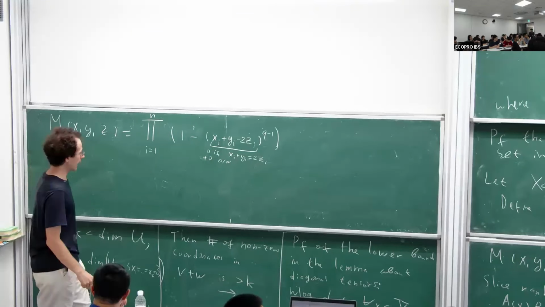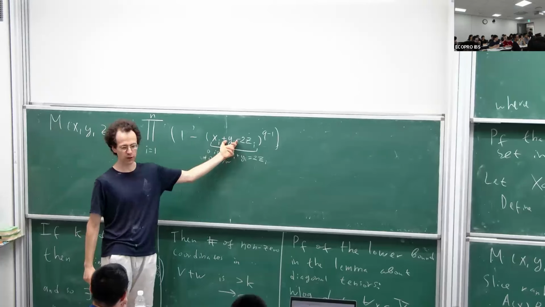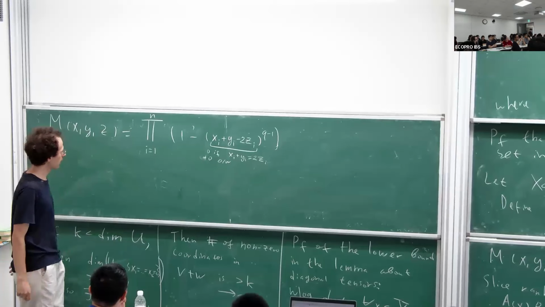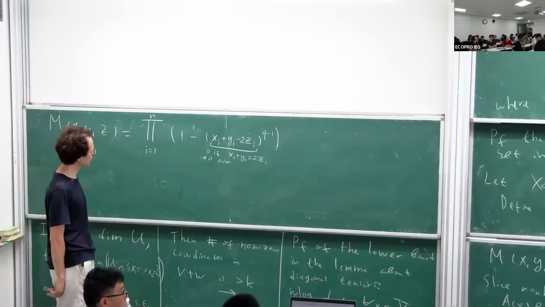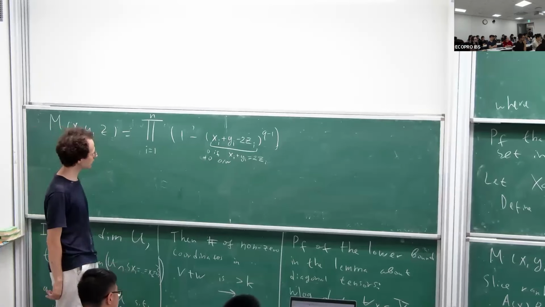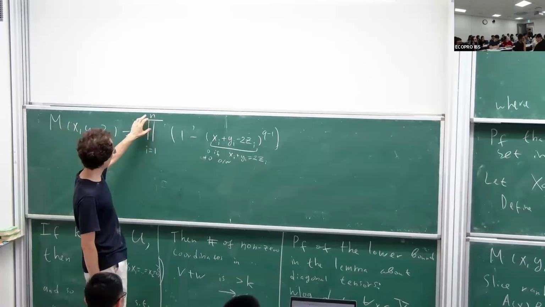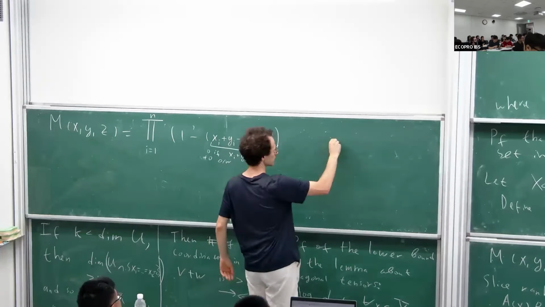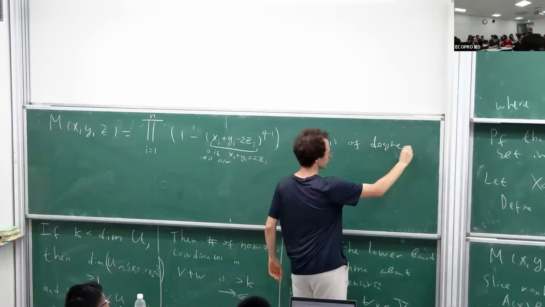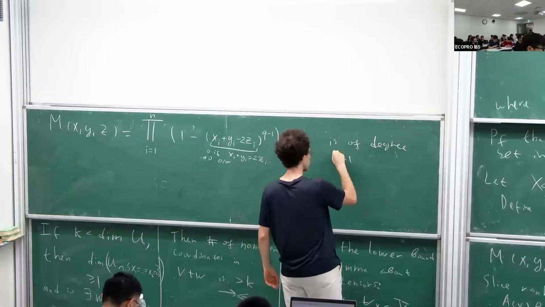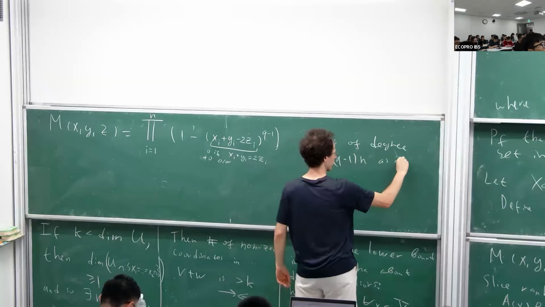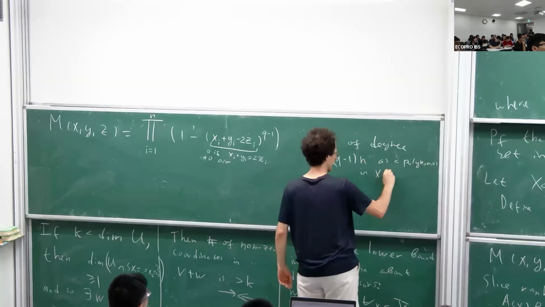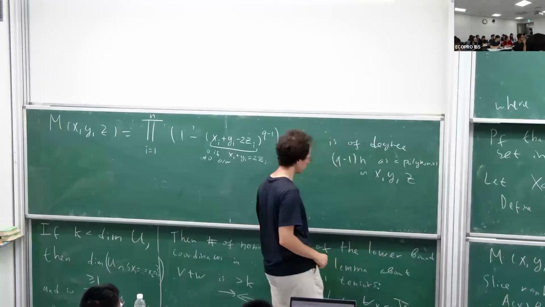So why did we do this? We did this because this is a polynomial, and we know lots of things about polynomials. In particular, as a polynomial, it's of degree, well, there are n products, each of them is of degree q minus 1. So this is of degree (q minus 1) times n as a polynomial in x, y, and z. And this is a polynomial of fairly low degree, as it turns out.